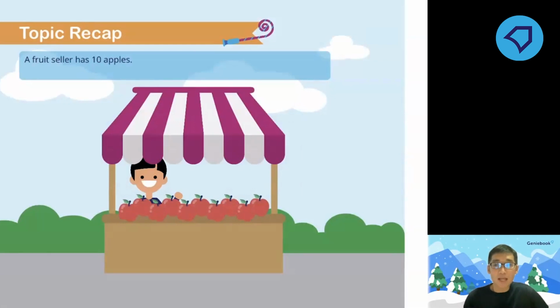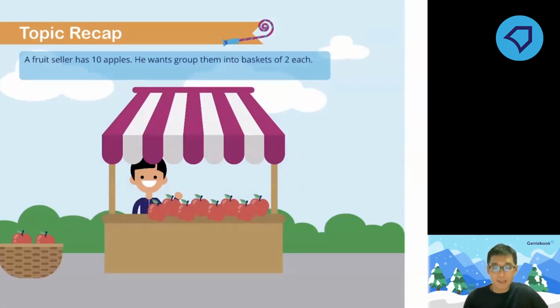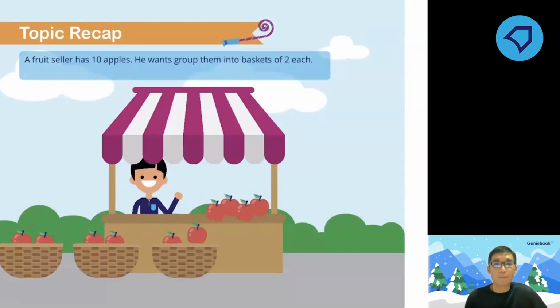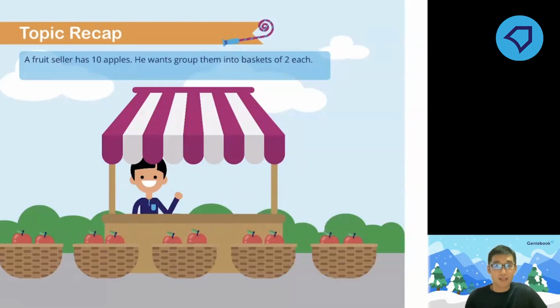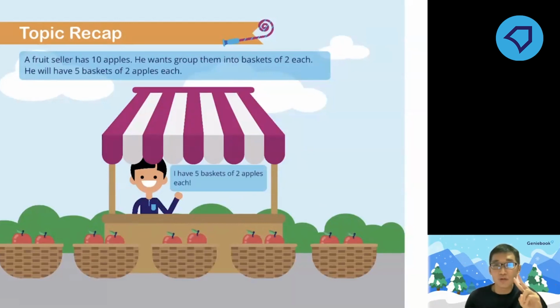He wants to put these apples into certain baskets. So you want to group them into baskets of 2 apples each. So he first has the first basket. He puts the first 2 apples into the first basket. Then following which, the second basket with another 2 more apples, the third basket, the fourth basket, and finally the 5th basket. So altogether, this fruit seller has 5 baskets of 2 apples each, which is just what we have done just now. 10 divided by 2, we have 5. So therefore there are 5 baskets of 2 apples each.